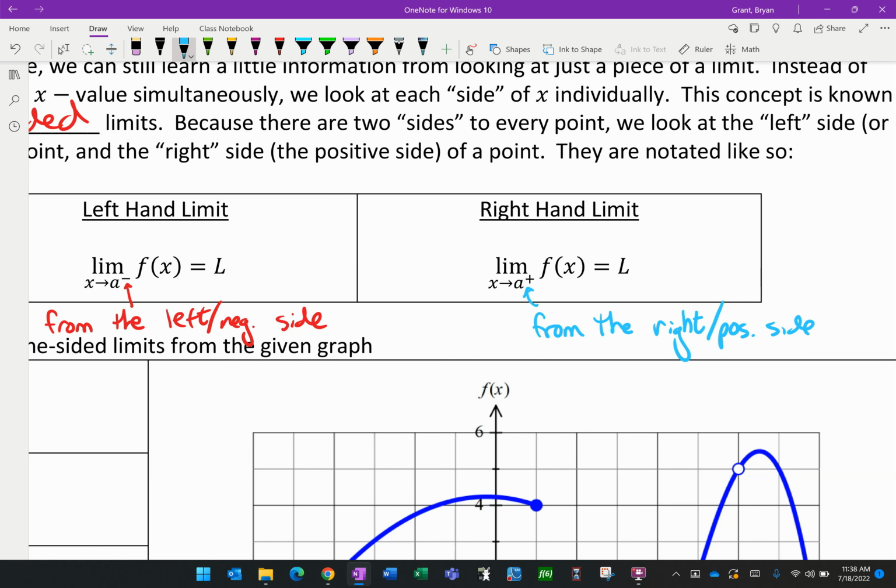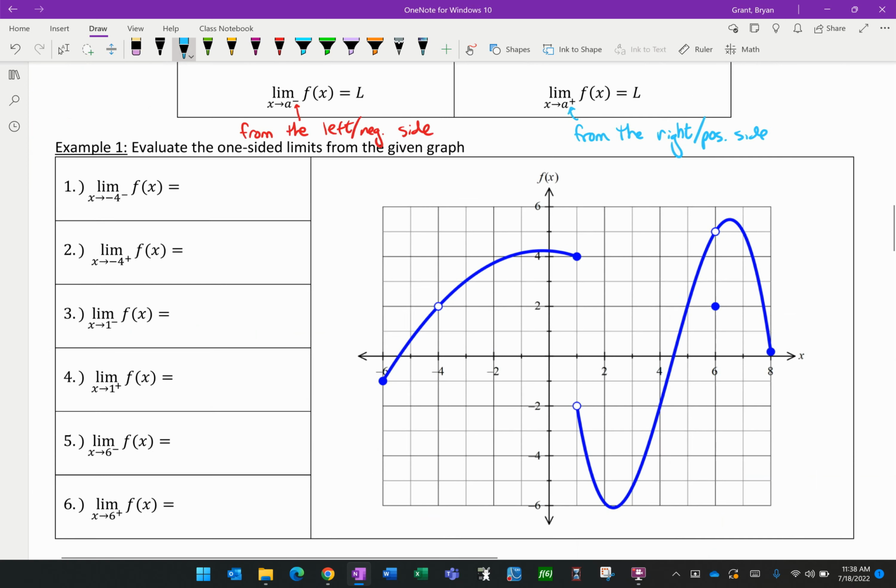So let's put this into practice. We have a very hopefully familiar graph. We looked at this one on the previous page, and we're just asked about 6 limits here. So never at the point, just close to the point. And we'll try one together and then give you some time to try the rest on your own. This says the limit as x approaches negative 4 from the left or negative side of f of x. So here is the x value, negative 4.